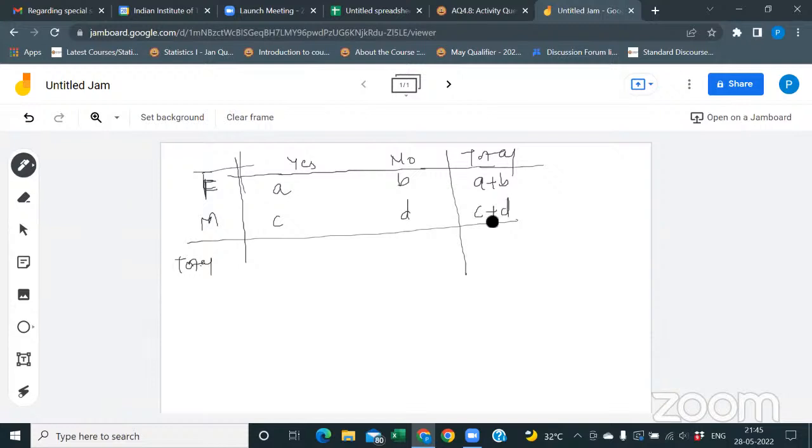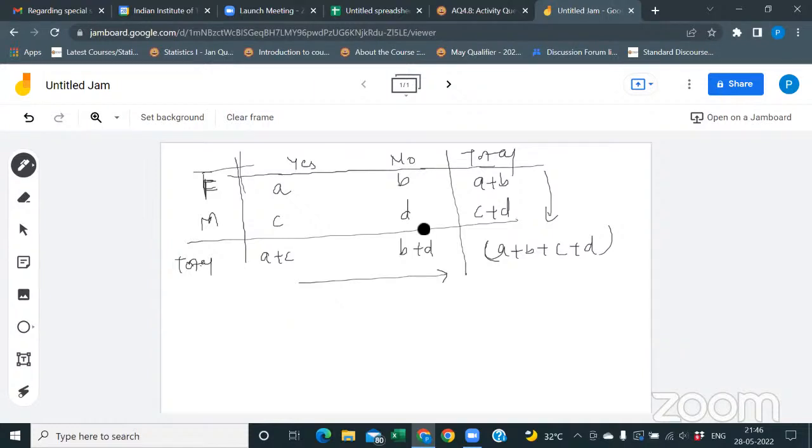How many persons own the phone? A plus C. How many persons do not own the phone? B plus D. So the grand total will be A plus B plus C plus D. Whether you do it by this one or by this one, you will get the same thing, right?